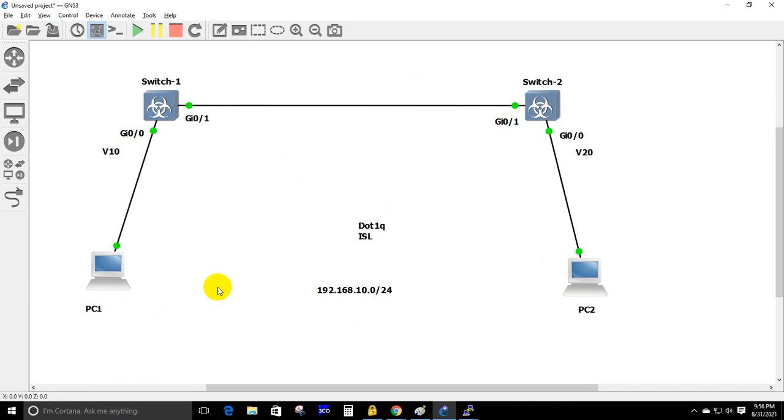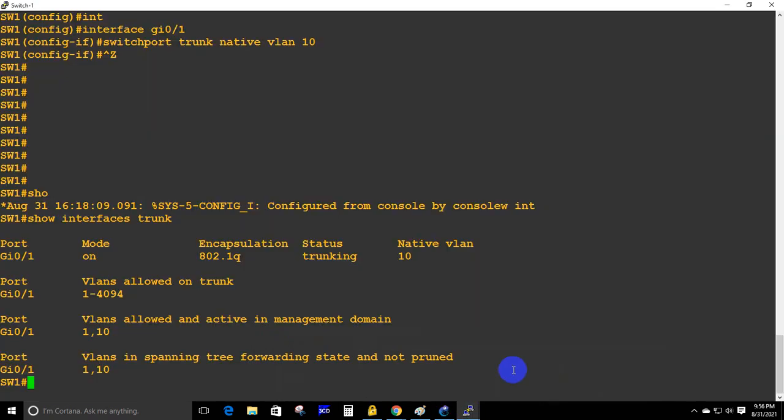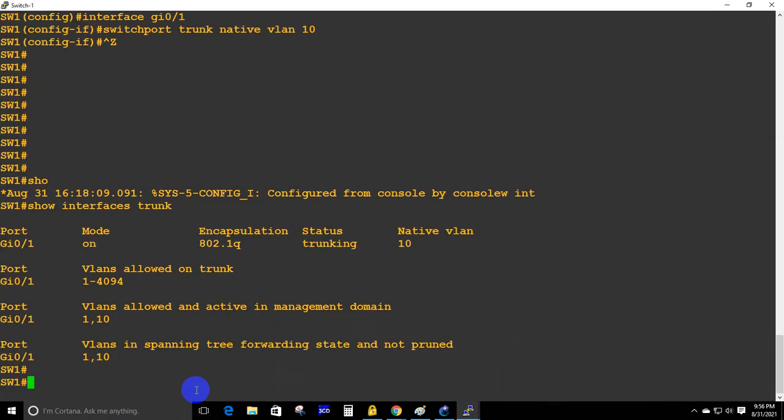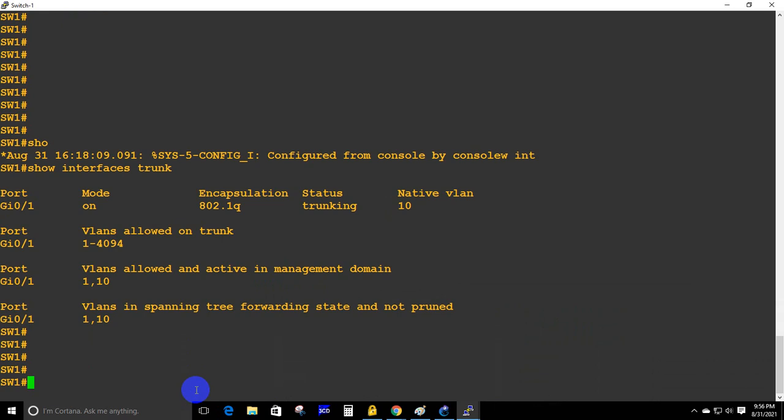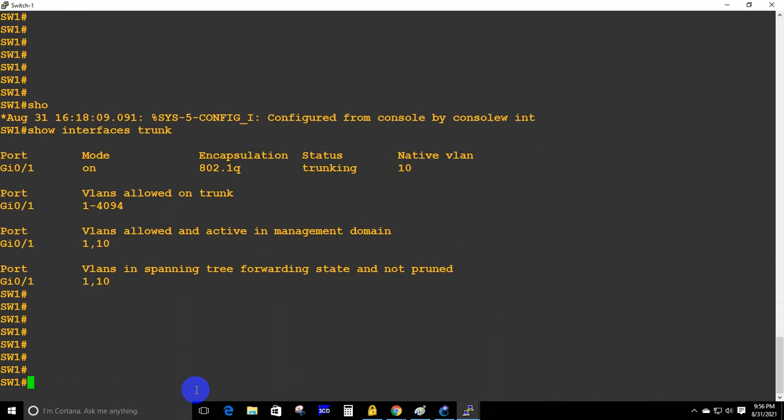In a real environment, we cannot do this because it is a security breach. Even we don't see any CDP messages in GNS3, but in a real environment you can see. Okay.